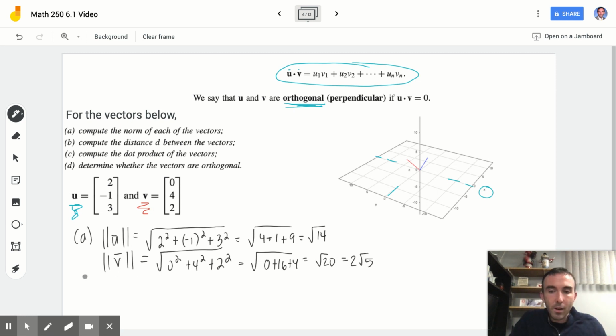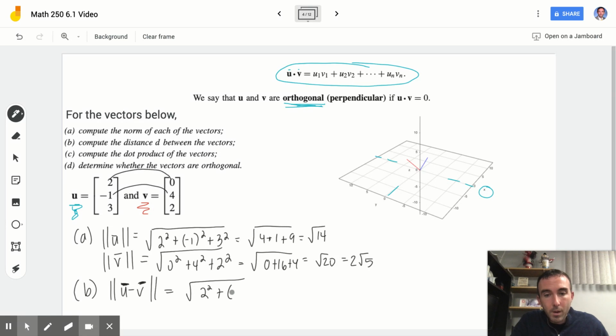Hopefully that makes sense. For distance, we spoke about distance on the previous slides using Pythagorean theorem. So we could do that as that should just be one line. U minus v, we can find the norm of u minus v. So to do that, simply subtract component by component. 2 minus 0, that's a 2. Negative 1 minus 4, that would be negative 5.